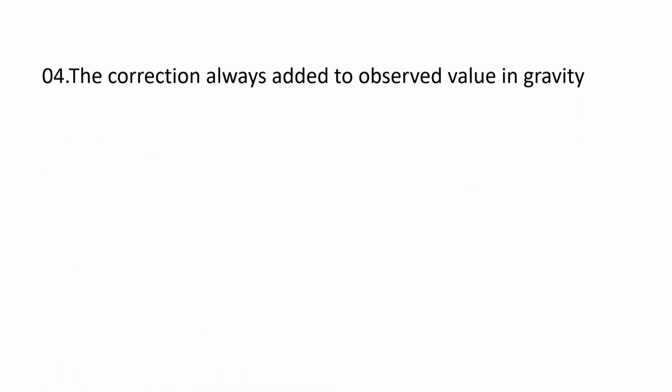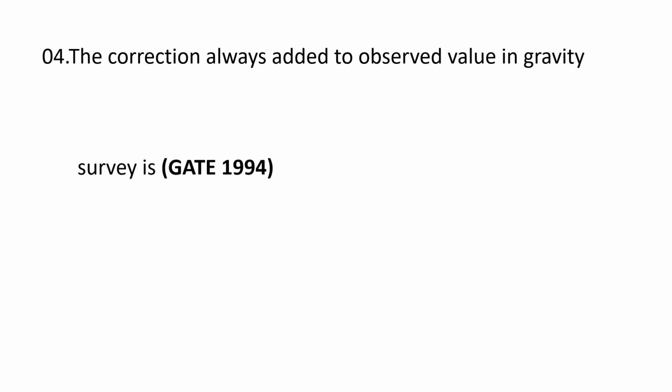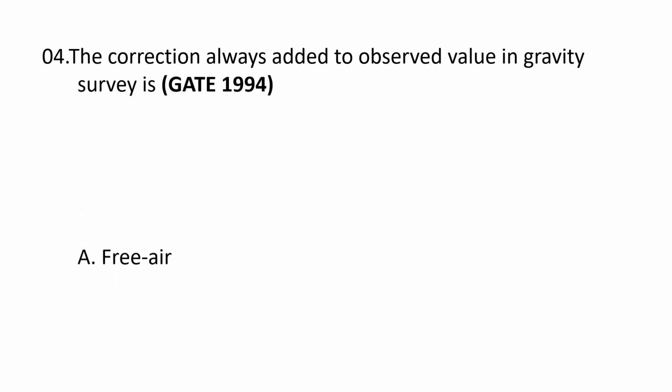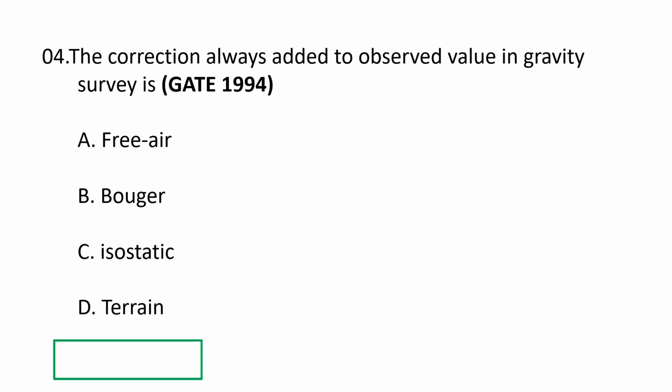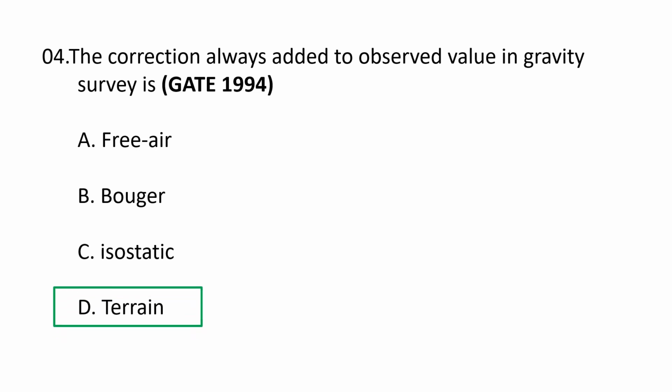Next question. The correction always added to the observed value in gravity survey is known as A. Free air, B. Bouguer, C. Isostatic, D. Terrain. So the correction always added to the observed value in gravity survey is known as the terrain correction. Terrain correction deals with the deviation of actual topography from the topography approximated by the Bouguer slab or a spherical Bouguer cap.